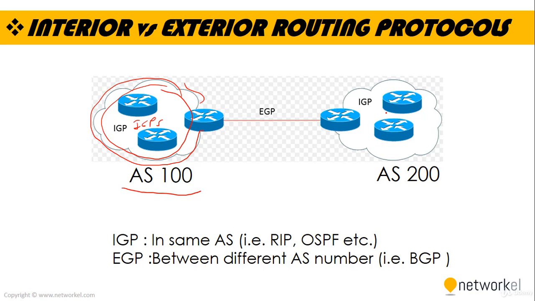And let's go ahead with the EGP. EGPs are used to exchange routes between different autonomous systems, and BGP is the only EGP used today. The main function of BGP is to exchange a large number of routes between different autonomous systems. For example, here is AS200 and here is AS100. If you want to exchange routes between AS100 and AS200, we're using EGPs, and BGP is the only EGP we are using today.